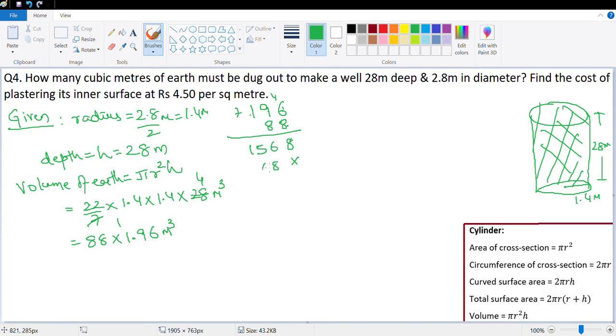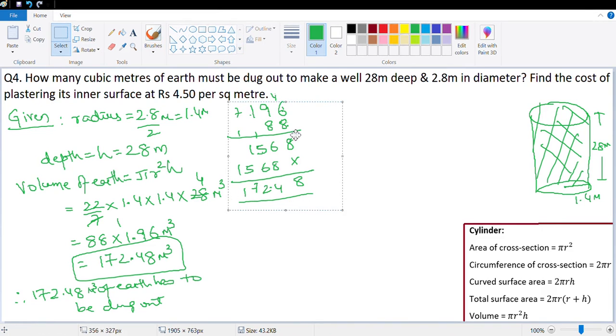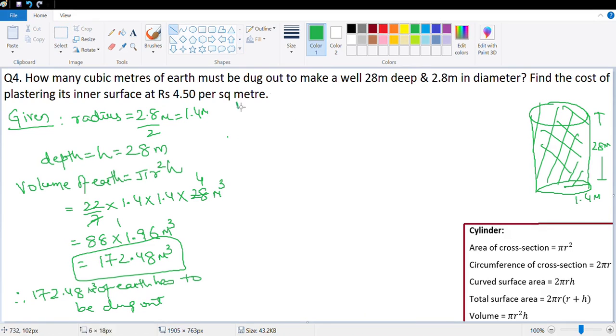So this is 8, 6, 5, 1. 8, 8 plus 6, 14. 11 plus 1, 12. That's 7 and 1. So this is 17248. How many decimals? 2, which means 172.48 meter cube. Therefore, 172.48 meter cube of earth has to be dug out. That's the answer. Okay, let me erase the calculation so that we have space to do the second part of the question. Let's look at part 2 of the question.